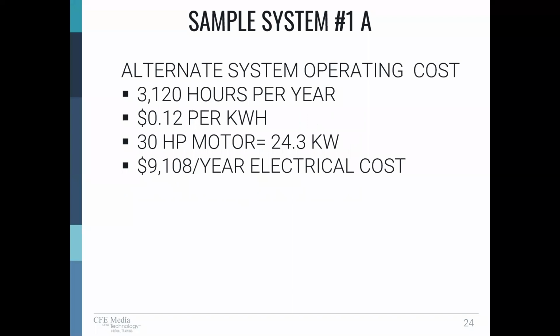Okay, the operating system cost for this alternative system: we have the same number of operating hours per year, the same electrical cost. The motor's operating at 24.3 kilowatts, and so the annual electrical cost is $9,108.